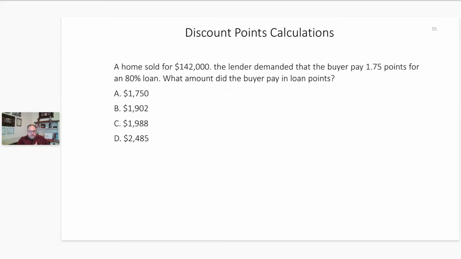A home sold for $142,000. The lender demanded that the buyer pay 1.75 points for an 80% loan. What amount did the buyer pay in points? What do you think?